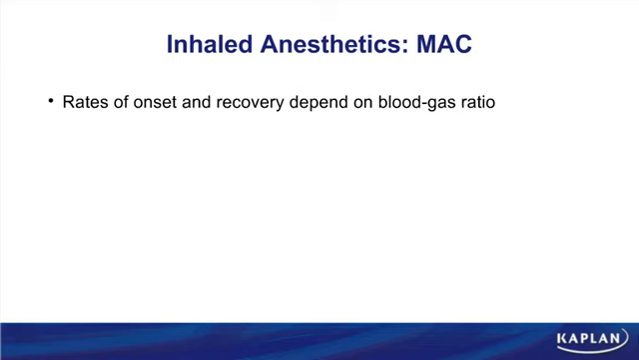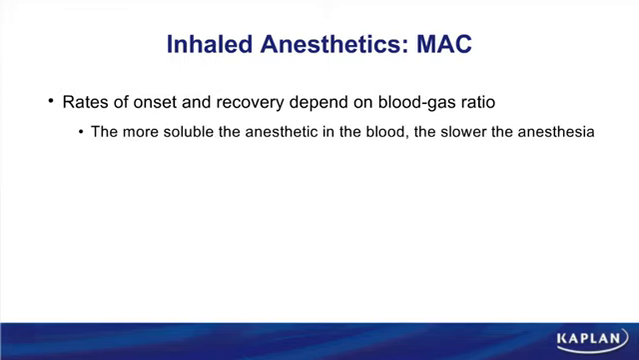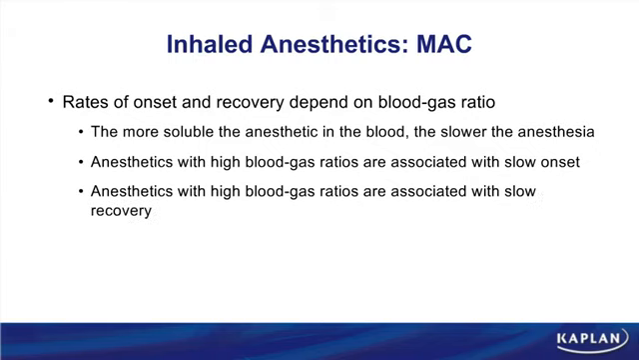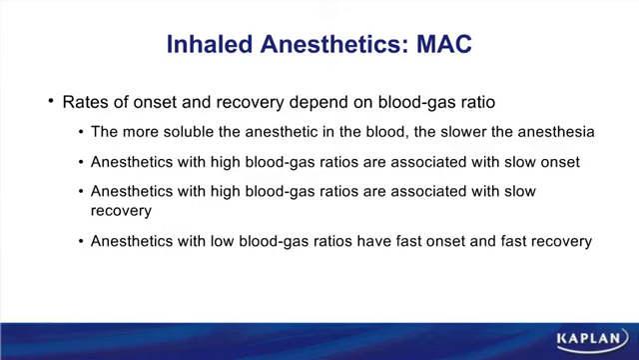In the table, we've already considered rate of onset and recovery because these depend on blood gas ratios. The more soluble the anesthetic in the blood, the slower the anesthesia. So anesthetics with a high blood gas ratio have a slow onset. Anesthetics with a high blood gas ratio also have a slow recovery. Whereas anesthetics with low blood gas ratios, they're going to have a rapid onset, and you also get rapid recovery.